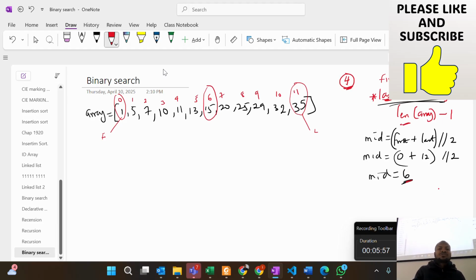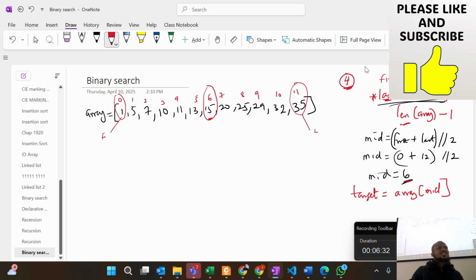So if you compare 15 to 4, is it equal? First you check the equality. You check if target, which is the search value, is equal to array mid. Can you see we are developing the algorithm while we are analyzing the question? Is that understood? When we compare 4 with 15, is it equal? No.